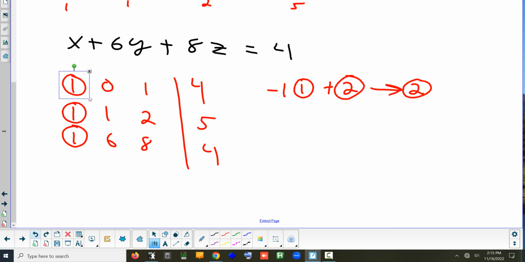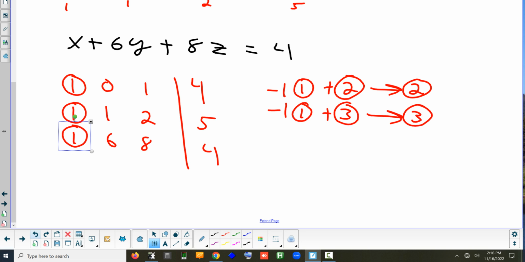What could I multiply the top number right here by, and then add it to this bottom one to make it a 0? Yeah, -1. It's the same thing again. Multiply the top number by -1. Add it to the third row. And that will replace what's in the third row right now.